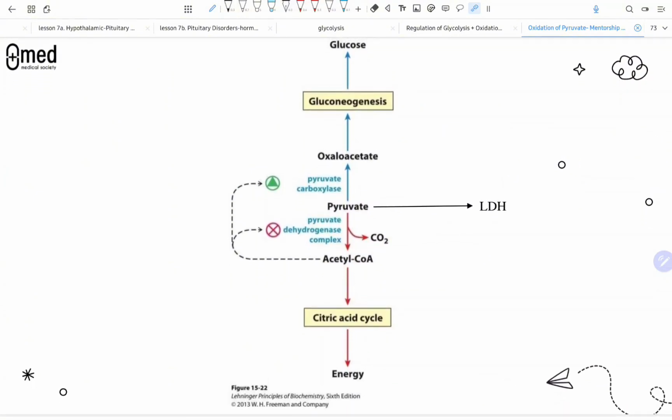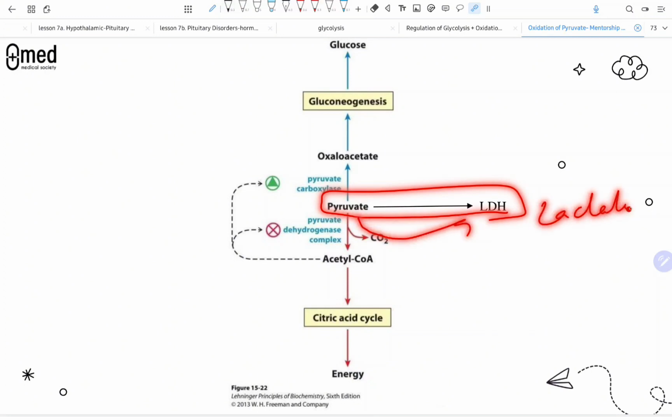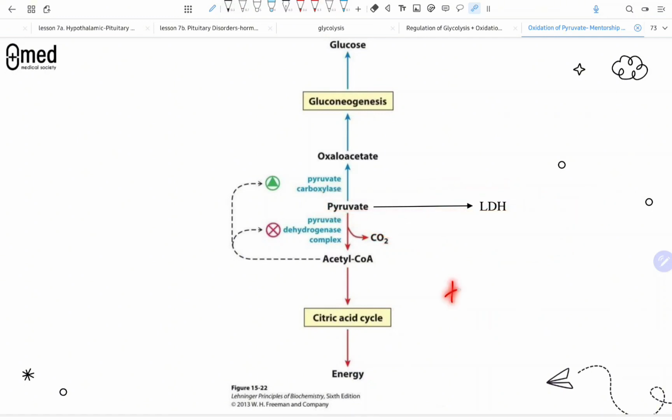Okay, so we will always be asking this question: what is the fate of pyruvate? We have 3 fates for pyruvate. These 2 depend on the presence of oxygen, okay? If there is no oxygen, just as I said yesterday, pyruvate is converted to lactate via the enzyme lactate dehydrogenase. If there is oxygen, then there are 2 pathways pyruvate can go into. It's either gluconeogenesis or the citric acid cycle.